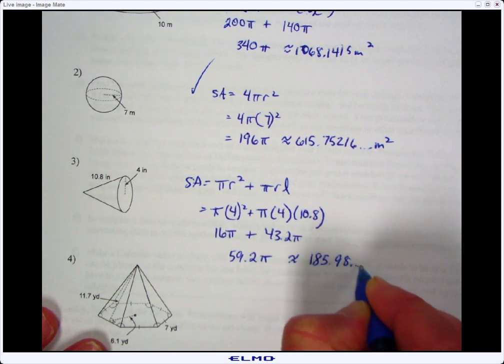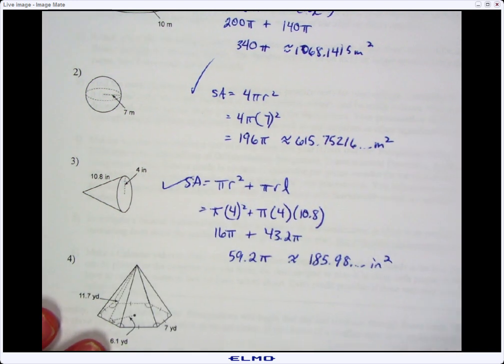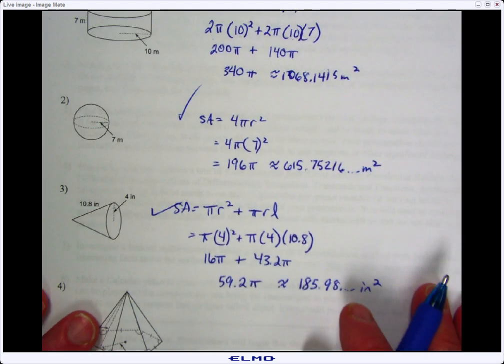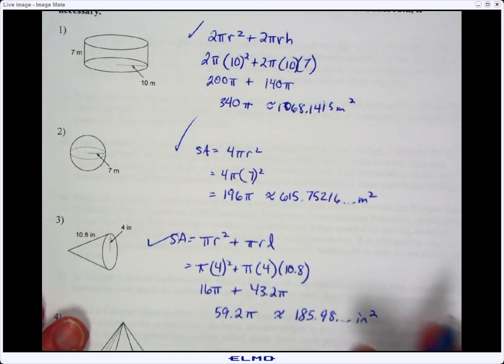185.982 inches squared. Those three are pretty straightforward. Find the formula, plug it in. Make sure you have those formulas, you know where they're at. If you want to centralize them somewhere, you can.